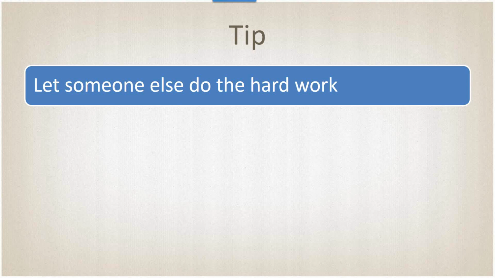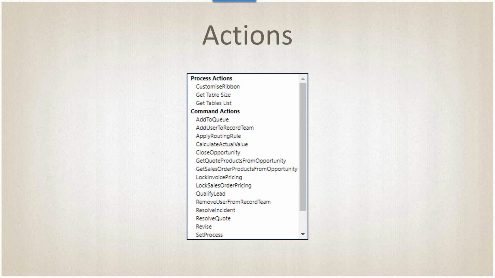So when working with workflows, my number one tip is let somebody else do the hard work. We have two different types of things built into the system that allow us to add new stuff and perform things that are not normally part of the way we do things. The major things you can do with workflows are create records, assign records, update records, delete records, etc.